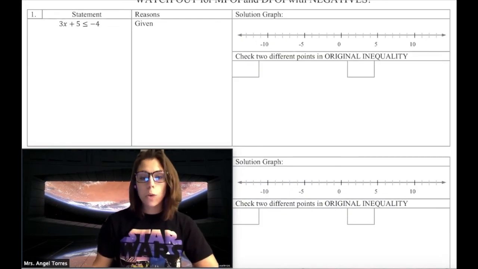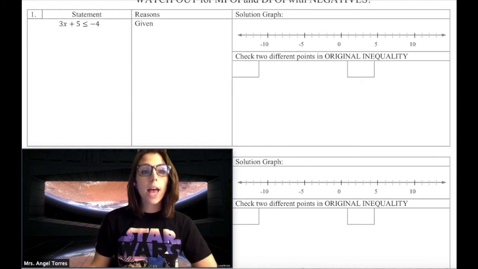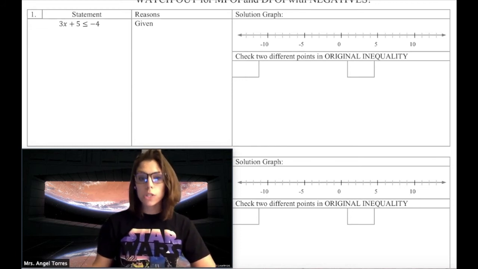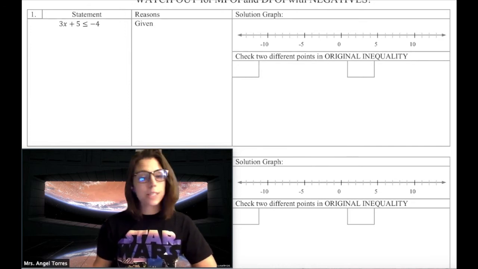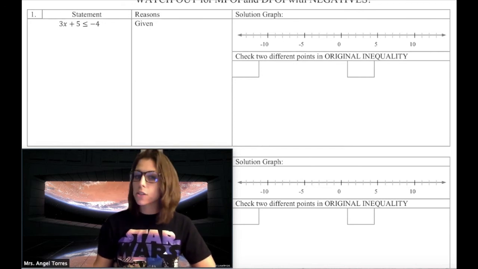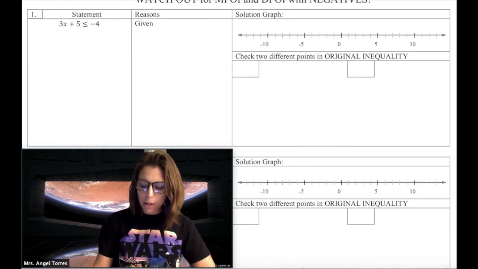Starting with the first one on the next page: 3x plus 5 is less than or equal to -4. We're just going to keep in mind that if at any point we use MPOI or DPOI with negatives, we need to switch the sign. For now, let's just solve this how we normally would. I'm going to put a line down the middle of my inequality symbol.